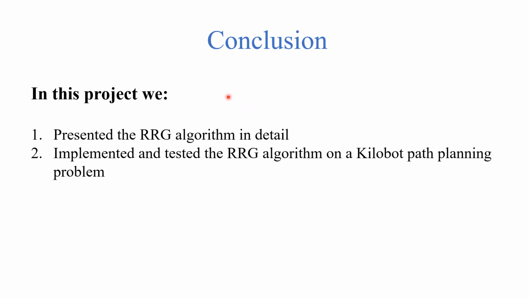For conclusion, we presented the RRG algorithm in detail, and we then implemented and tested the RRG algorithm on a path planning problem for obstacle avoidance. Now, as we said, the RRG solved the optimality problem, but gained a lot of cost because we had to create a huge number of edges. Another algorithm that solved the optimality while trying not to increase the cost drastically is the RRT star algorithm, which merges the RRT and the idea of the star search into one algorithm. This will be presented in other videos in the future.